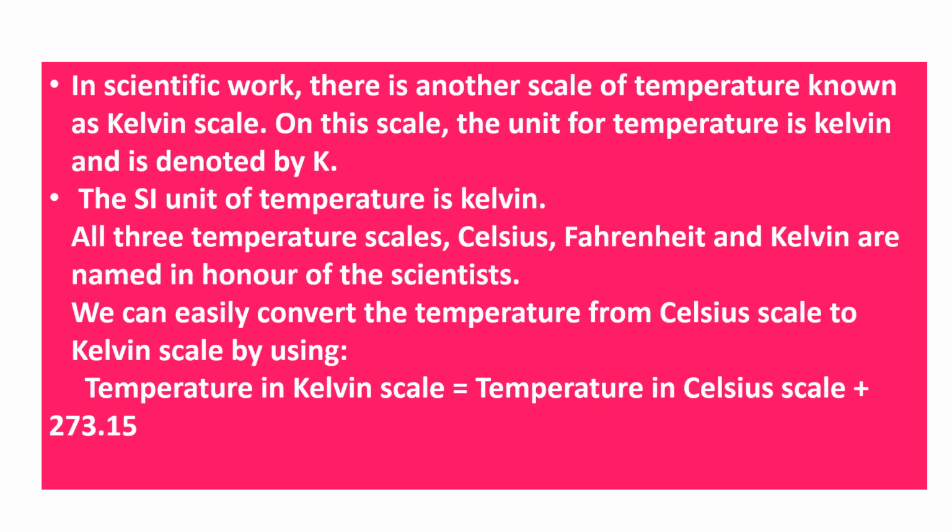We can easily convert temperature from the Celsius scale to the Kelvin scale by using this small formula. When we have to find the temperature in Kelvin, we add the temperature in Celsius to 273.15. In this way we can find the temperature on the Kelvin scale.